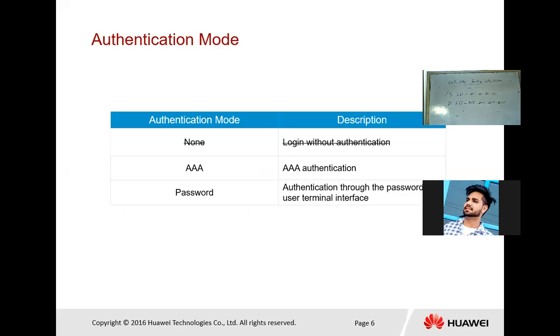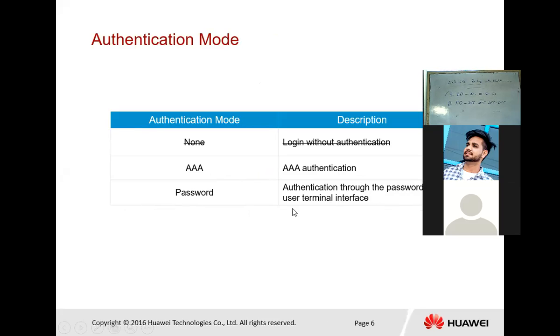Next is authentication mode. FTP has AAA only, and in Telnet there are 3: none, AAA, and password. None means no authentication, and AAA means AAA authentication. Password means the authentication is assigned through a password.